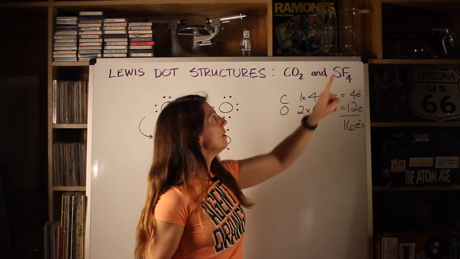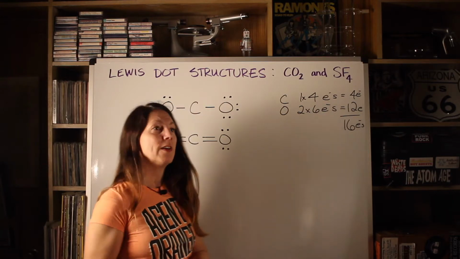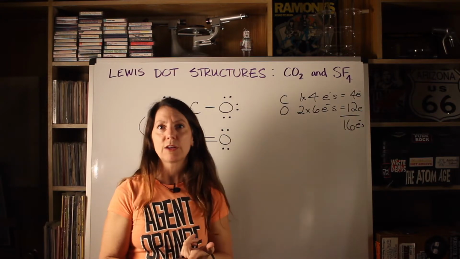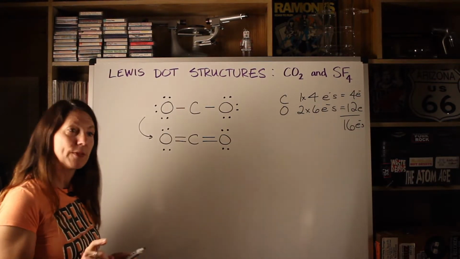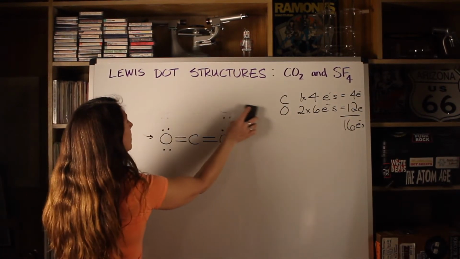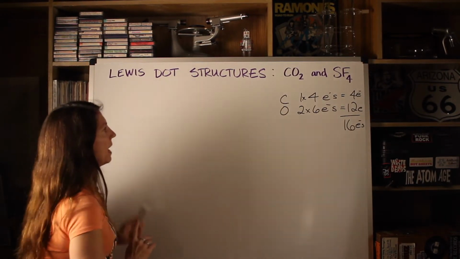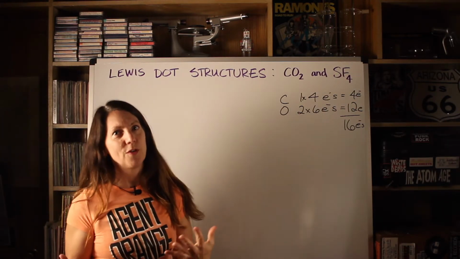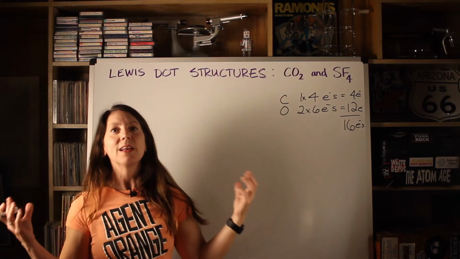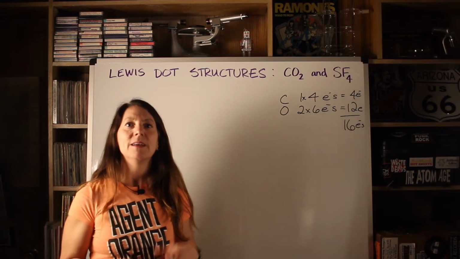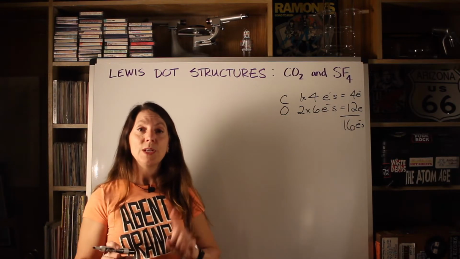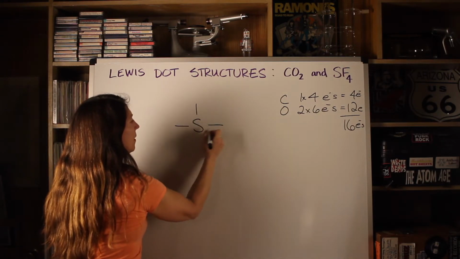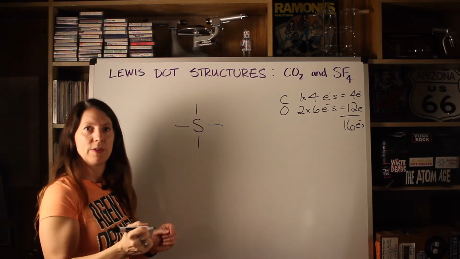One more example we're going to do, and that is for SF4. We're going to follow this same kind of procedure: get a skeleton structure, count up all the electrons, distribute them around. Again, we consider which one is the least electronegative. Sulfur, of course, because fluorine is so electronegative. It is the most electronegative element on the whole periodic table. So we know sulfur is going to go in the middle. So we put our sulfur there, and we put those 4 fluorines around it.